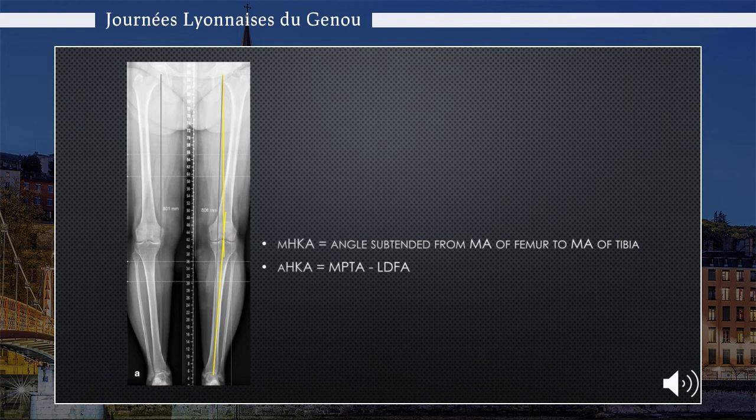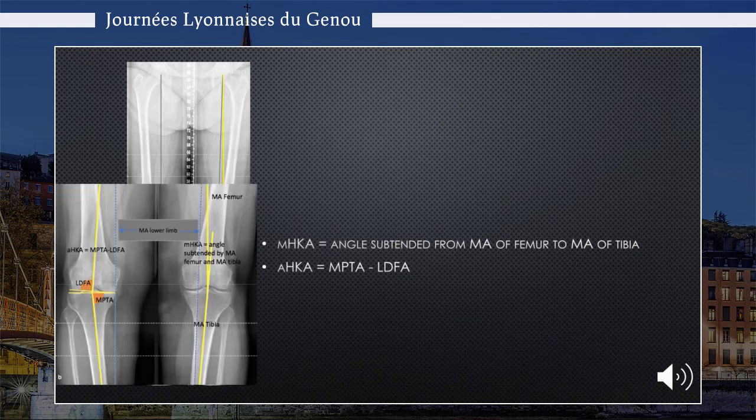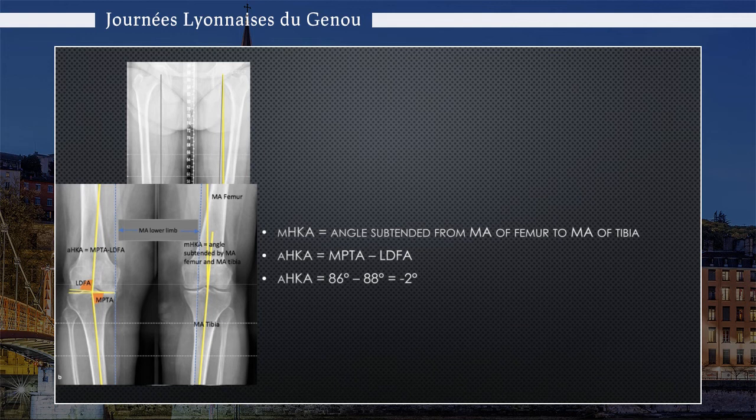The AHKA is a calculation, and it's created by subtracting the LDFA from the MPTA. You can see the angles of the MPTA and LDFA drawn on the arthritic knee. And if we substitute the numbers in, the MPTA was 86, so there's 4 degrees of proximal tibial varus, and the LDFA was 88, so 2 degrees of distal femoral valgus, which gives us -2 degrees of residual limb varus.